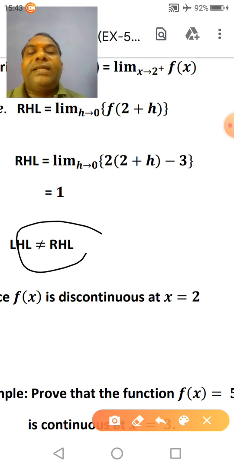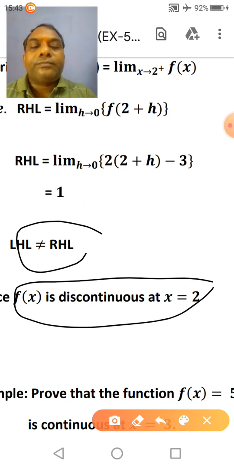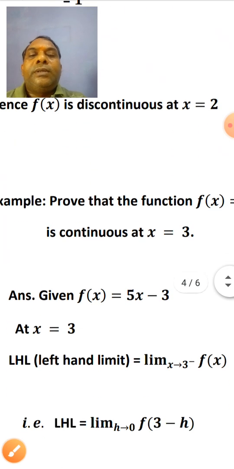Therefore we can say that f(x) is discontinuous at x equal to 2. Clear? Now, next example.